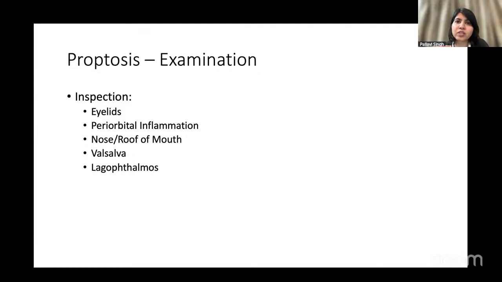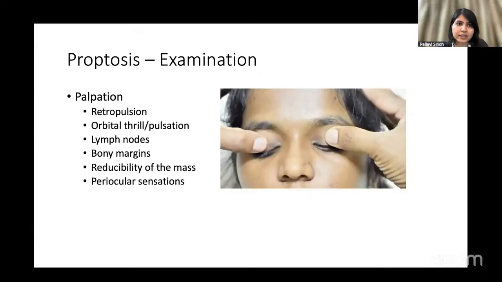And in cases of vascular malformations, it's always good to do a Valsalva. You can see a change in the size of the proptosis with that. And of course, if the proptosis is a lot, then you'll also have lagophthalmos. So these are the things that we should look at in these cases.